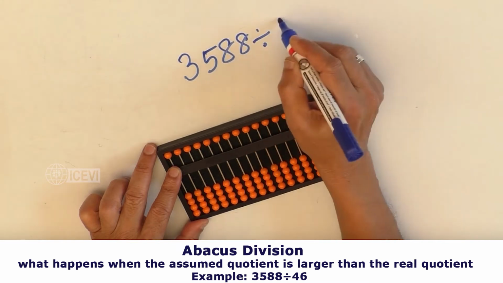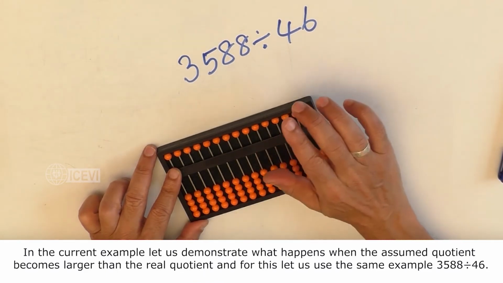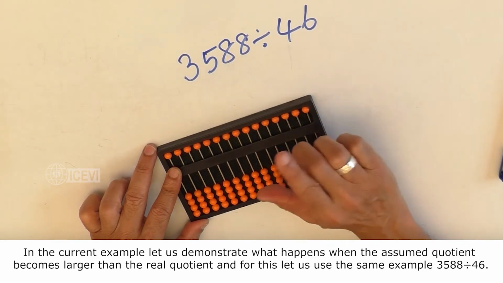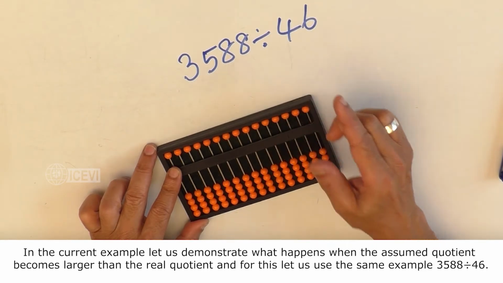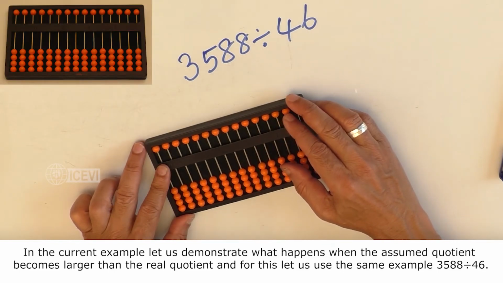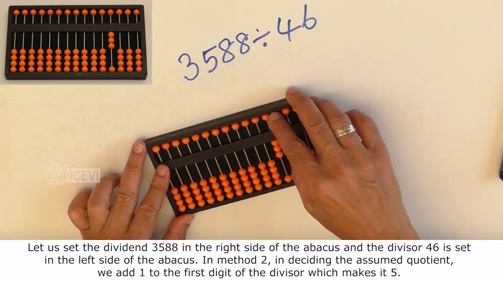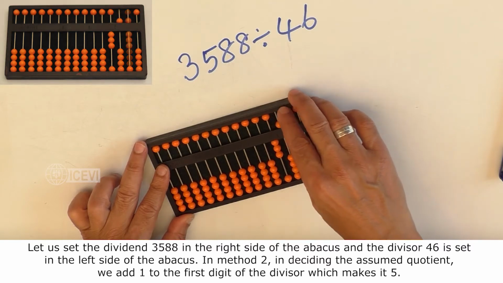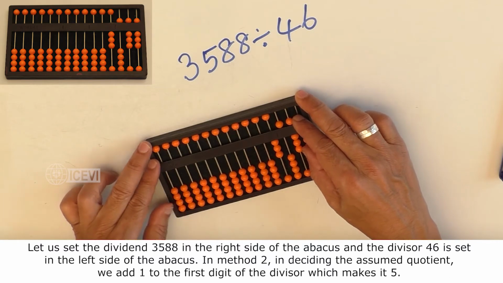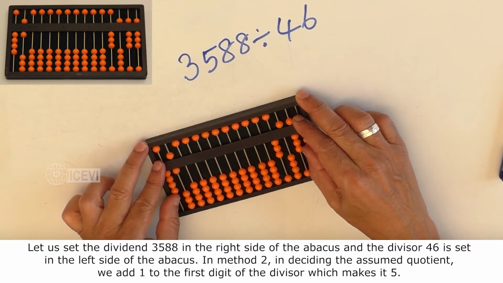3588 divided by 46. In the current example, let us demonstrate what happens when the assumed quotient becomes larger than the real quotient. And for this, let us use the same example, 3588 divided by 46. Let us set the dividend 3588 in the right side of the abacus and the divisor 46 in the left side of the abacus.